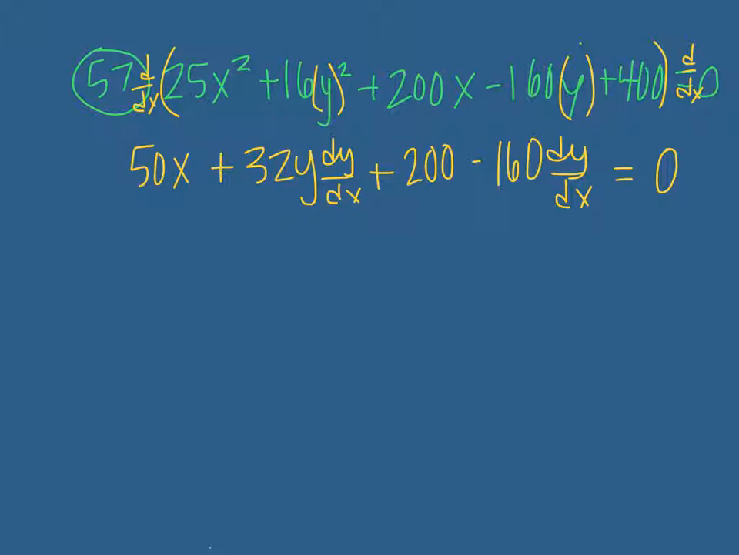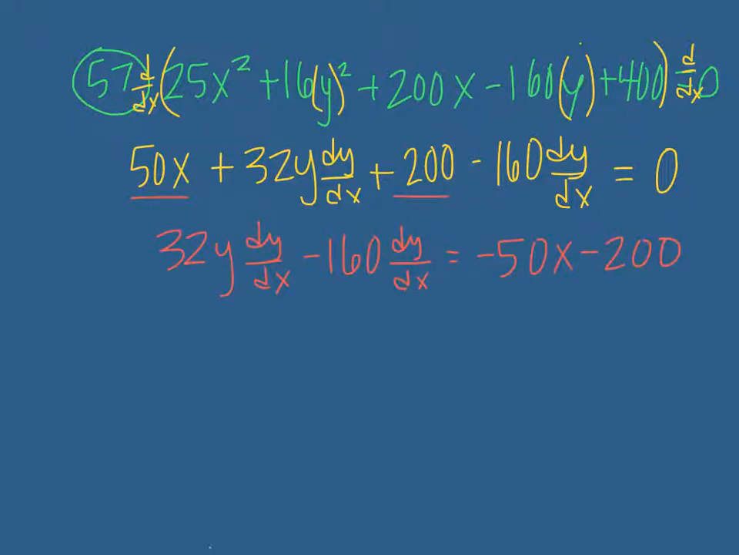So here is my equation. In order for me to do any of this, I need to isolate dy dx. So I need to get all the terms with dy dx on one side, which they kind of are already. And then I need to get the things that don't have dy dx onto the other side.